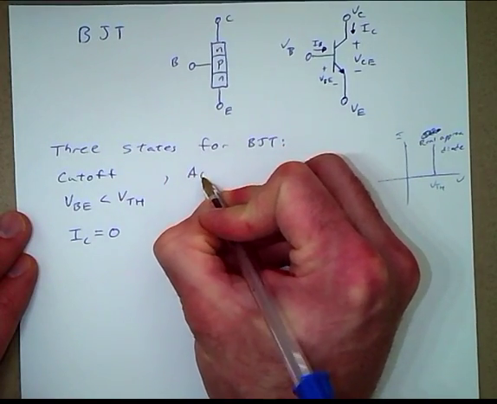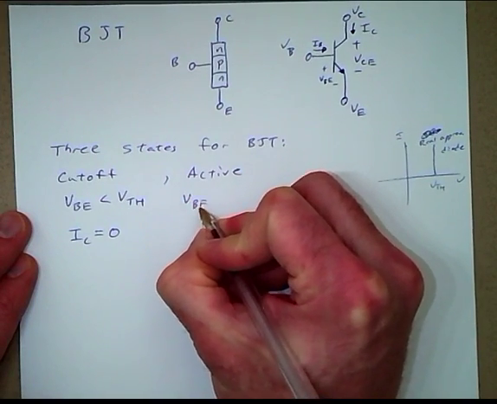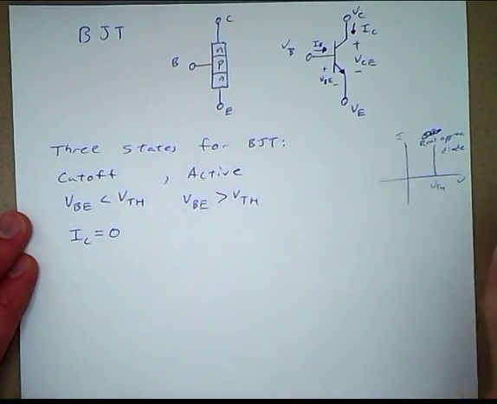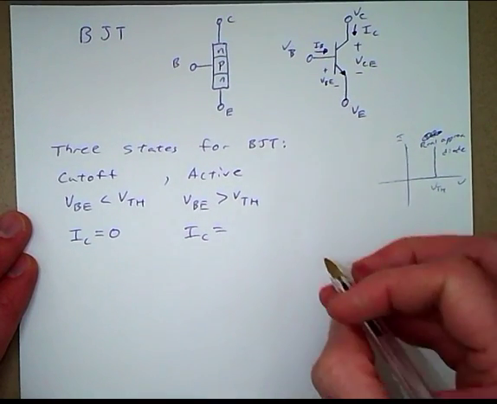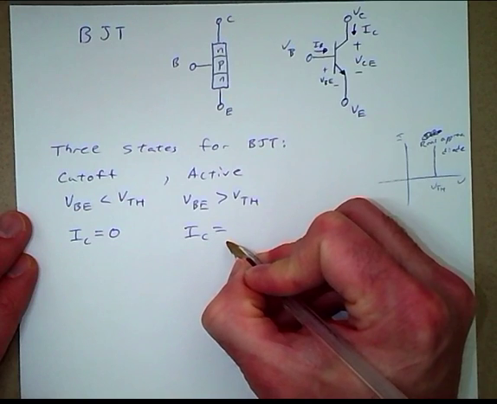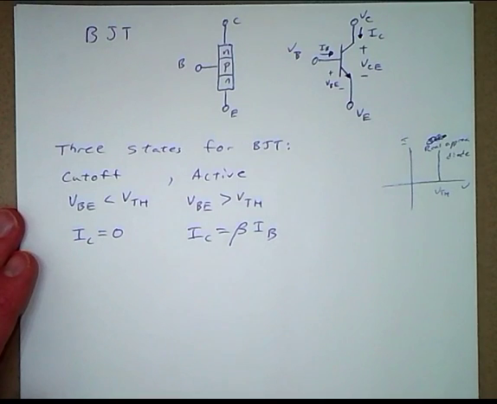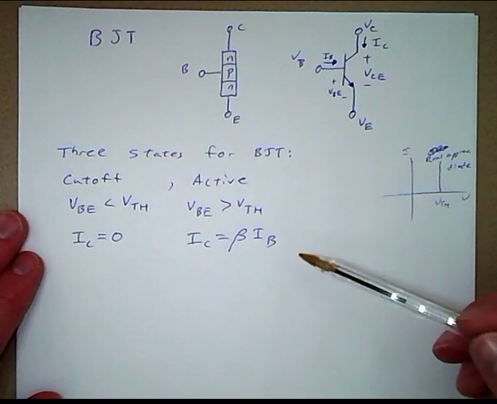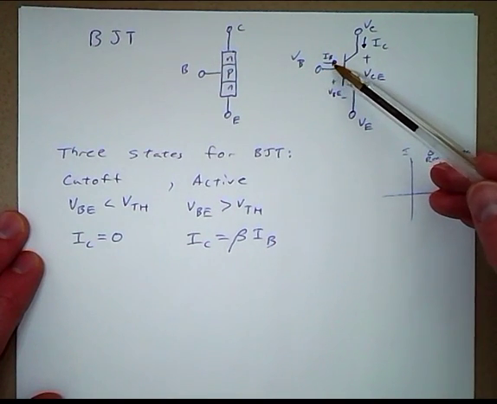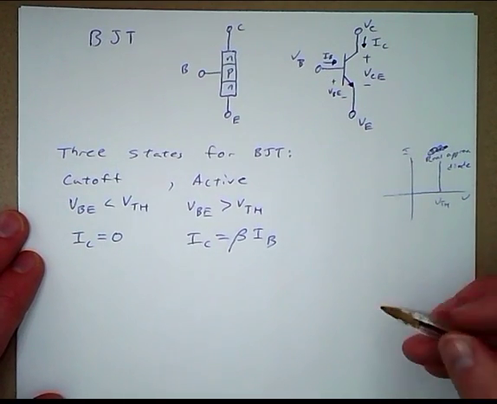And then we have the active state. In that case, VBE is greater than the threshold voltage, and so this junction is forward biased. And in that case, IC is proportional to IB, IC equals beta times IB. And here beta is the gain. So typical values of a gain are 100 or 200. So a small current change in IB produces a big current change in IC. And so that's the active region.